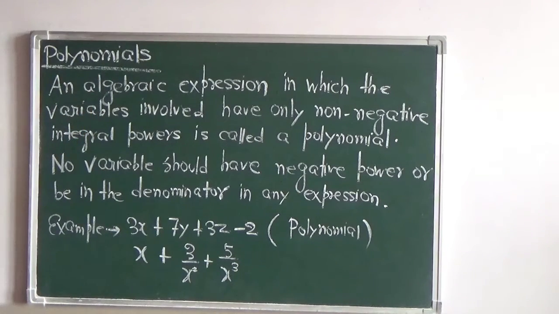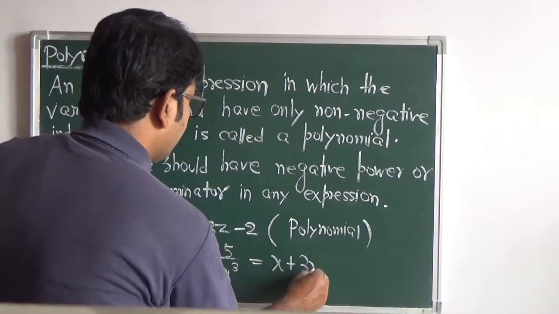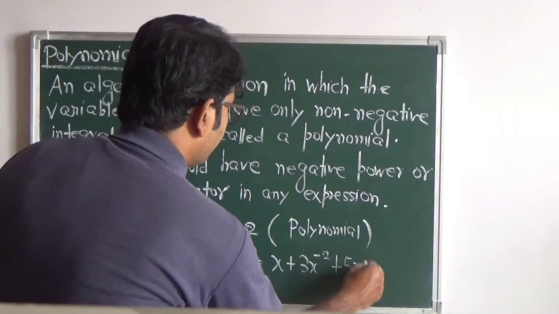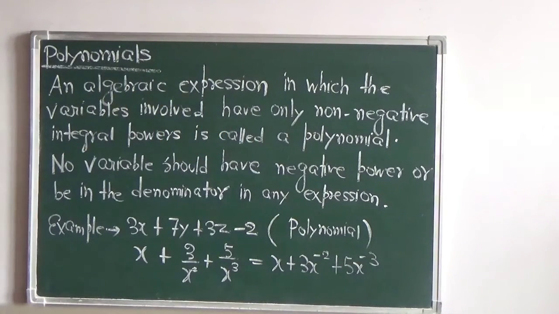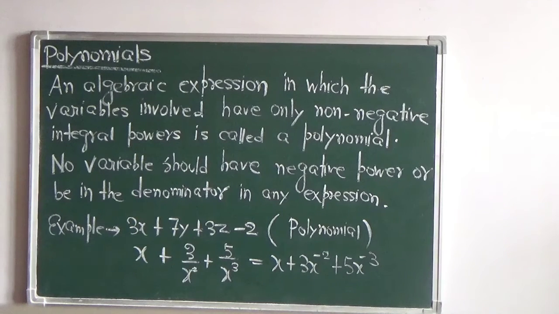If you take this literal in the numerator, this becomes x plus 3x to the power minus 2 plus 5x to the power minus 3. So here we get the powers of the literals in the negative form, that is x to the power minus 2, minus 3 are all negative. So if they are negative or if they are appearing in the denominator, we cannot call them a polynomial. So now by looking into an expression, you can make out whether it is a polynomial or not. Just look into the powers of the literals. If they are negative, that is not a polynomial, or if it is in the denominator, then also it is not a polynomial.